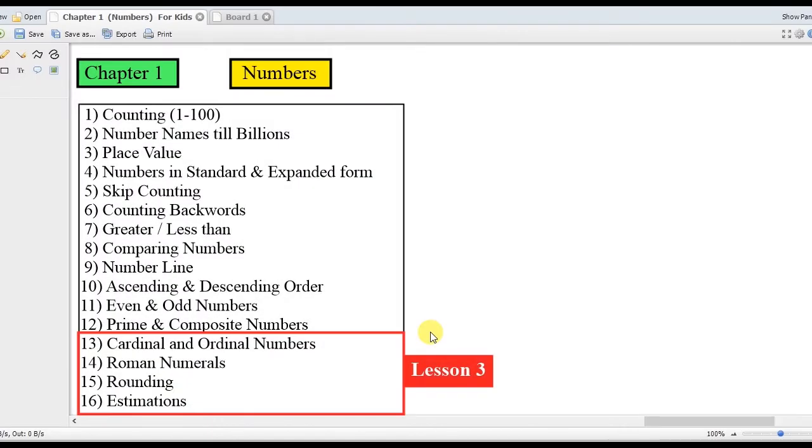Hi everyone, today we will be covering four concepts in our session from 13 till 16, which specifically are cardinal and ordinal numbers, Roman numerals, rounding, and estimations.